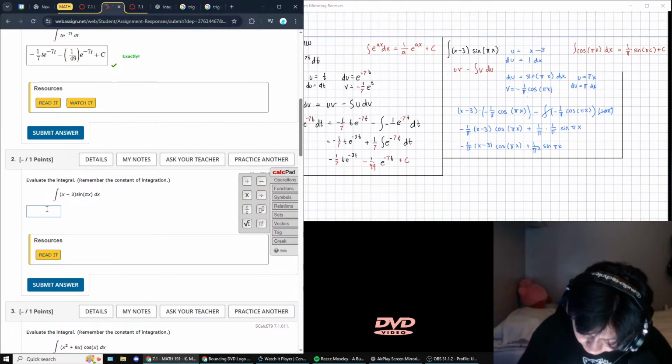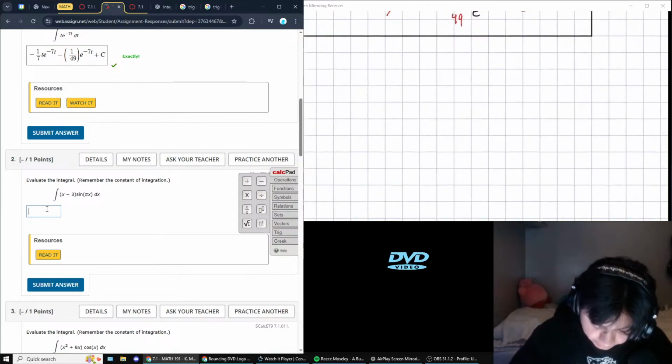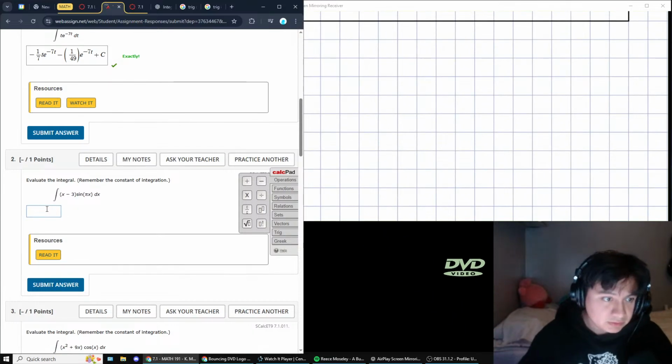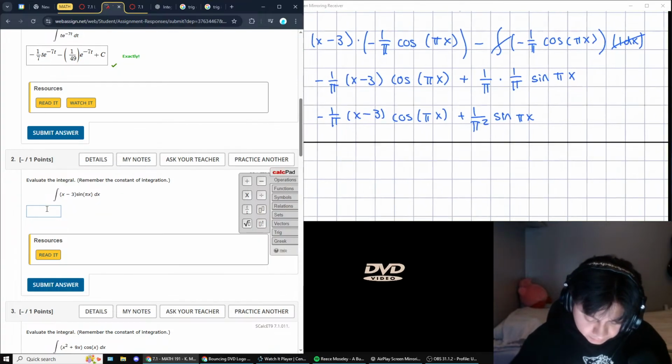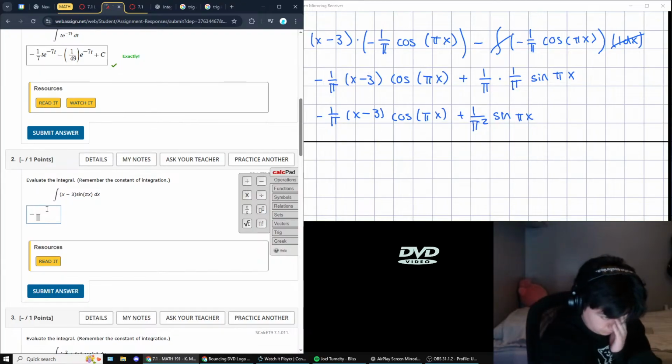Should I just cut it off? I feel like I should just cut it off. Okay, so now I know, I guess. Okay, so now let's move on to number... Oh, wait, we gotta put in the answer. I'm stupid.